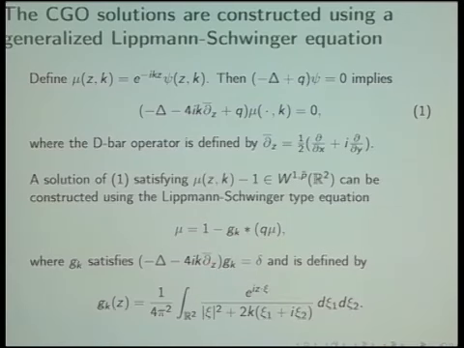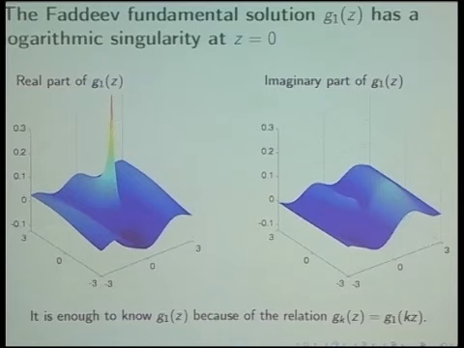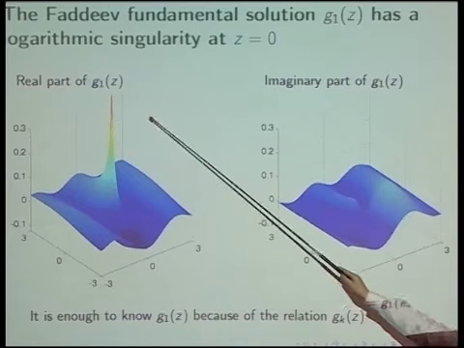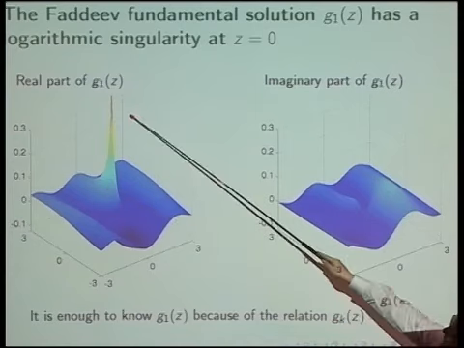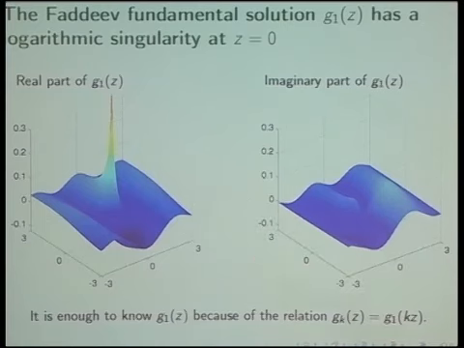Let's take a look at the fundamental solution, g_k. So I just showed the g_1 because we have this formula g_k(z) equals g_1 at kz. So it's enough to compute numerically this g_1. This is something I did in my PhD thesis, to find numerical formulas for this fundamental solution. Here's the real part. It has a logarithmic singularity. This is the imaginary part. It is continuous and is 0 at the origin.